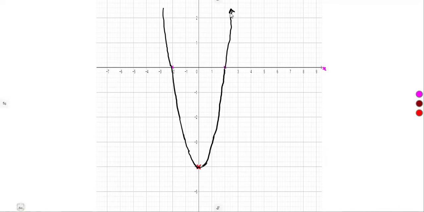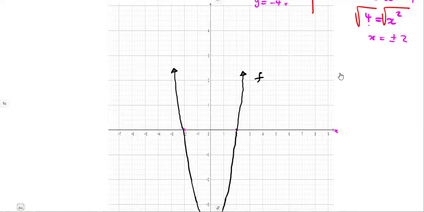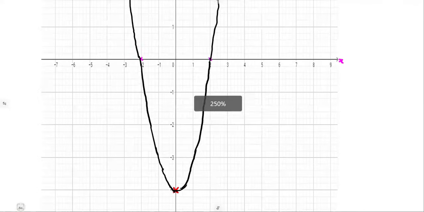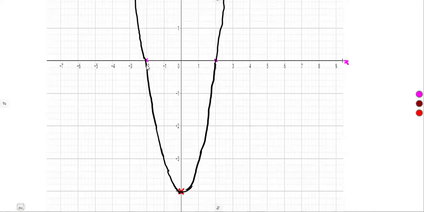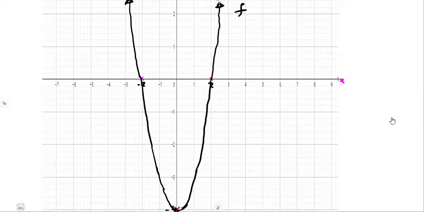So this one is just a sketch, guys. Make sure that your sketch is okay. So that's our F. That's our parabola there, passing at minus 2, passing at 2 on the x-axis, and in the y-axis at negative 4. That's our F.